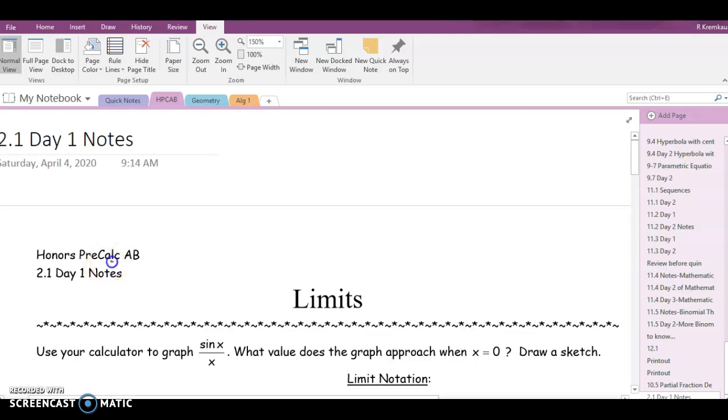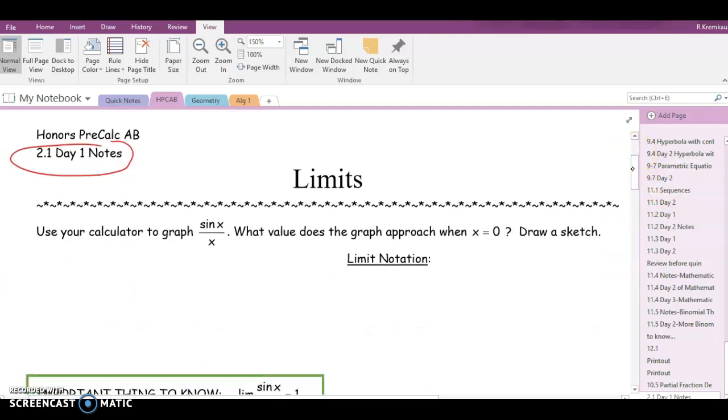We are doing the day 1 notes today. We're actually just going to do the front side of the notes today, and then we'll finish up the back side tomorrow. We're going to be talking about something called limits.